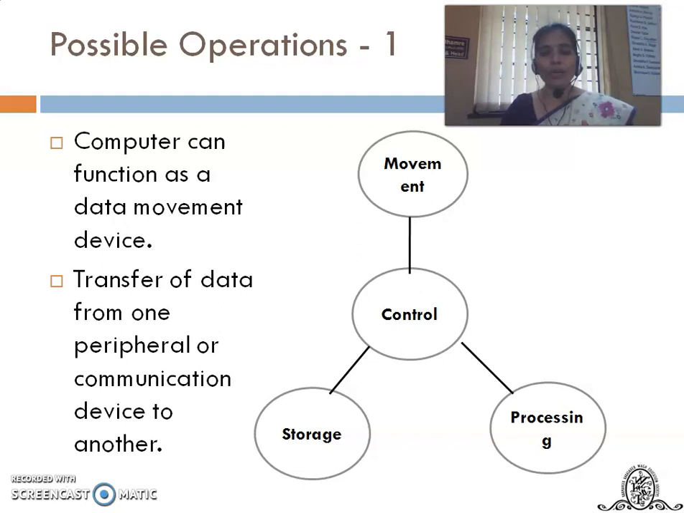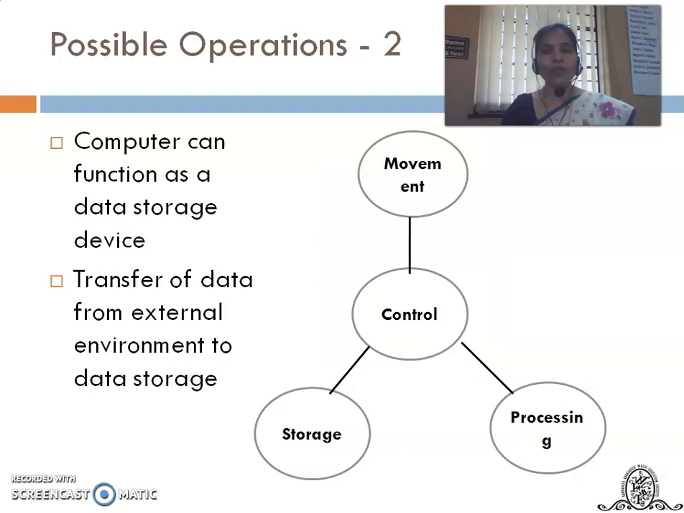So there could be a possibility of this type of operation, that is the data is coming from the environment and it is being simply transferred to some other peripheral device. Second type of operation could be a computer system might be used for data storage. So the data might come from the external world and it will move into the storage. So this is the possibility of the second type of operation.